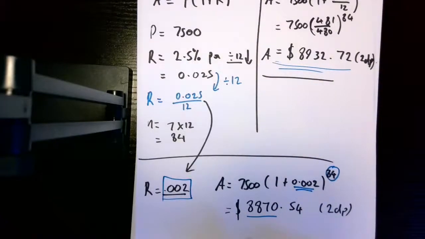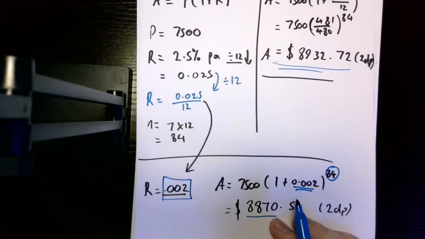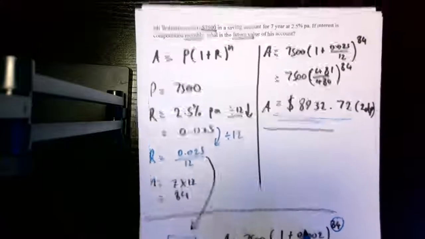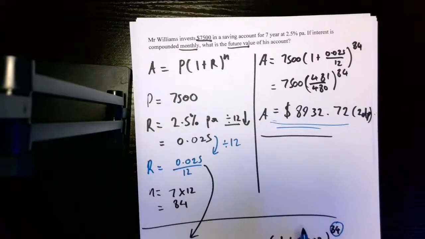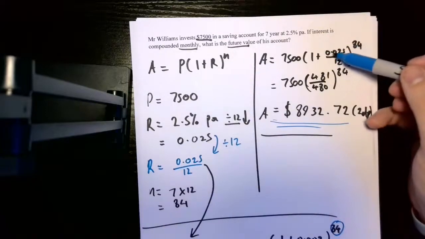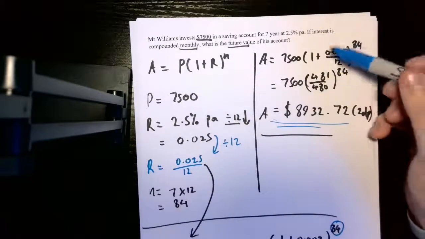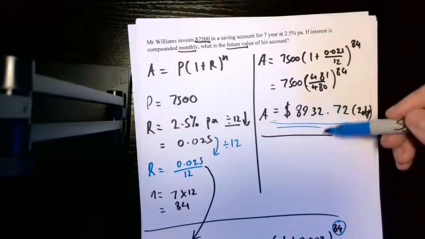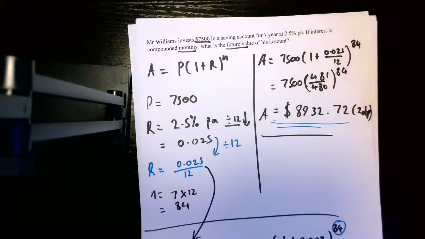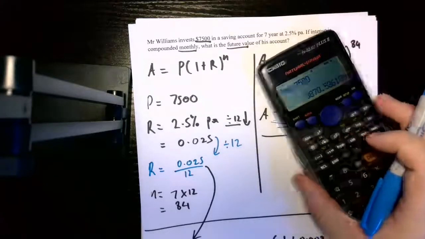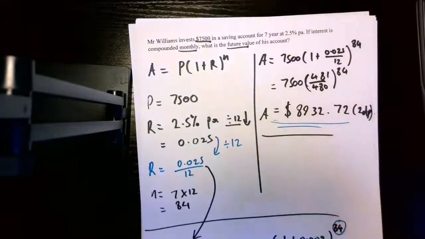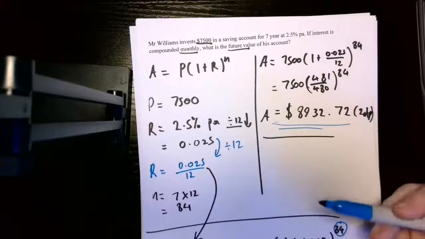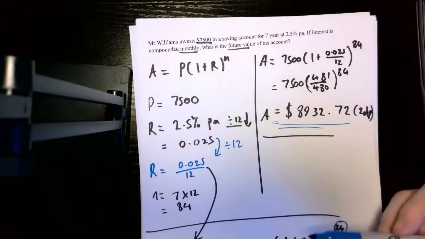Other ways to have rounding errors occur in your questions is to simply not store these decimal answers inside of your calculator as you go through. So I really encourage you to use the memory function on your calculator as you go through and keep it stored just so you avoid those rounding errors because it costs students a lot of marks in the HSC.